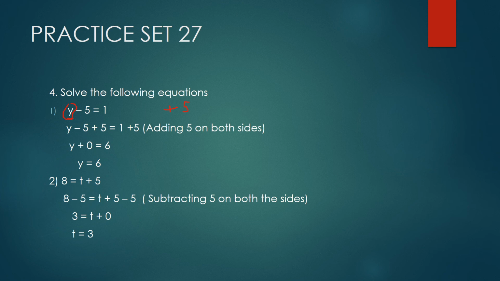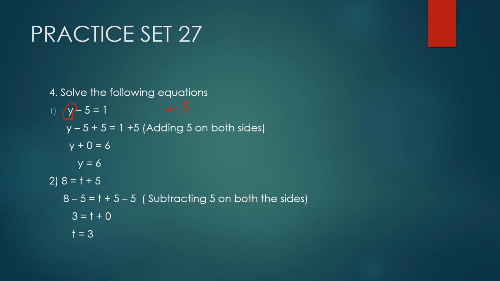Okay. So whenever you are doing anything, that is adding, subtracting, multiplying, dividing, on the left hand side, you have to do the same thing on the right hand side. So as we have added 5 on the left hand side, we have to do the same thing on the right hand side. Okay. So adding 5 on both the sides. So our equation now says y minus 5 plus 5 is equal to 1 plus 5.